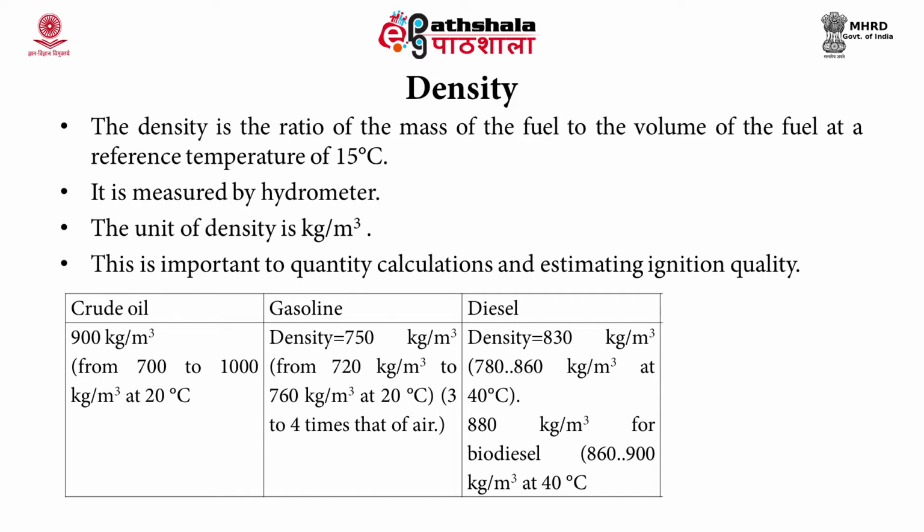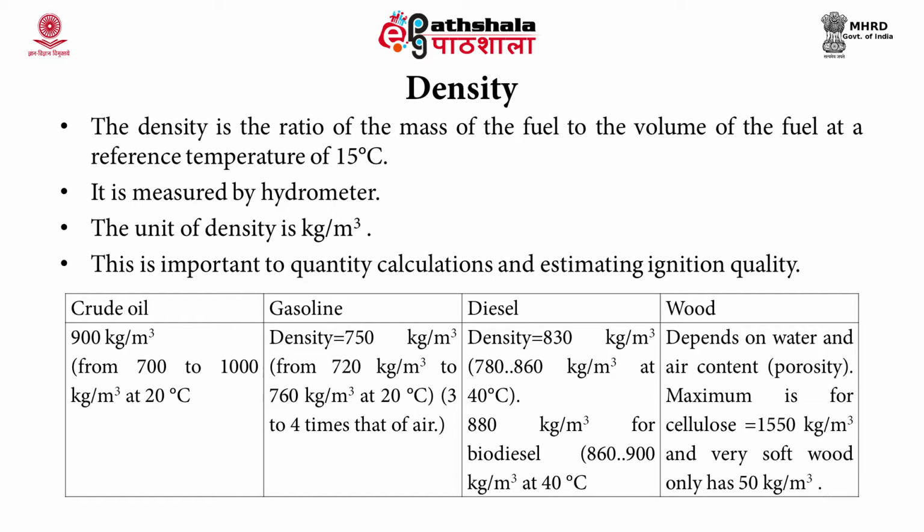In the case of biodiesel, it is around 880 kilogram per cubic meter. In the case of wood, it depends mainly on the water or the air content. So, the maximum for hardwood is 1550 kilogram per cubic meter, and softwood has a density of 50 kilogram per cubic meter. This is measured by an instrument known as a hydrometer, and the density is very important to quantify the calculations as well as to estimate the ignition quality of a fuel.